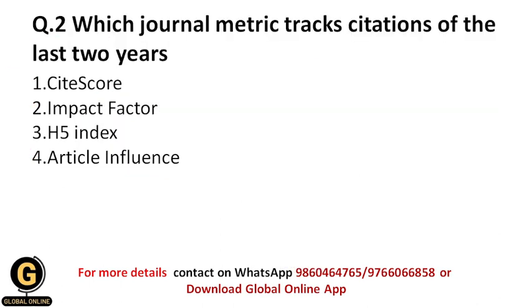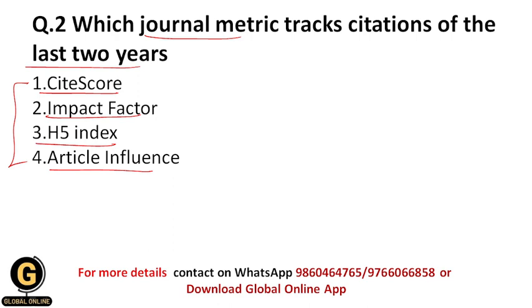Now next is, which journal metric tracks citations of the last 2 years? Here they have given us some journal metrics, and which of these options tracks citations of the last 2 years: whether it is cite score, impact factor, H5 index, or article influence. Students, let us see one by one what these are. First of all, let us see what cite score is.